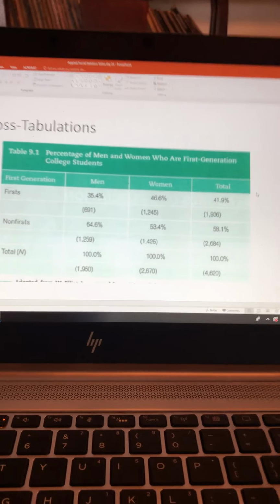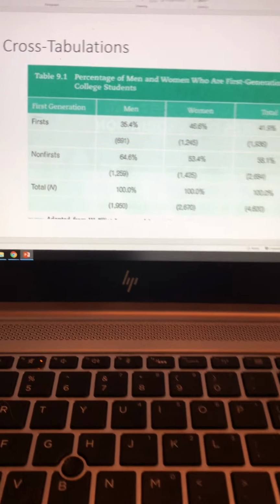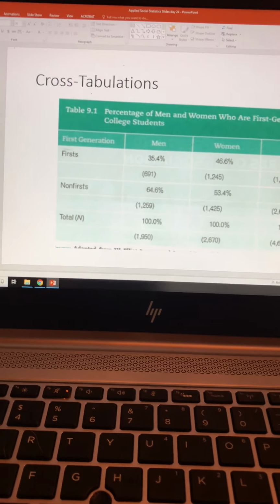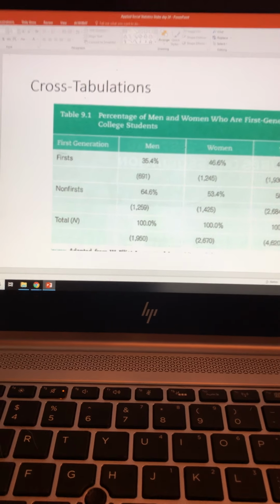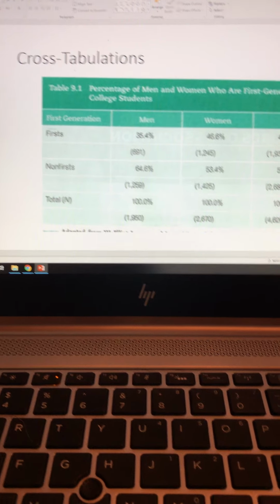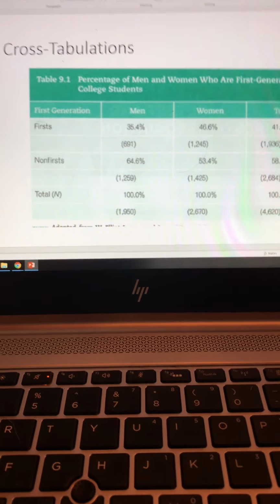Okay, sorry about that. The barking dogs have been the bane of my video making. Anyway, so back here, the cross tabulation.